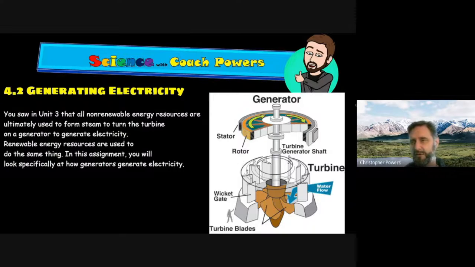So, there's your photograph or diagram of what a generator looks like. You have different parts to it. And as you can see, we get some spinning action to create some energy there, and we have some water flow, using renewable sources, as we call water.